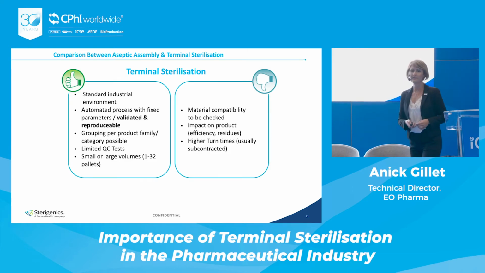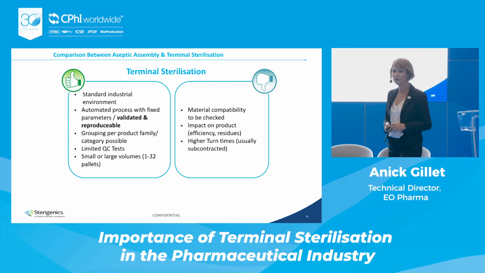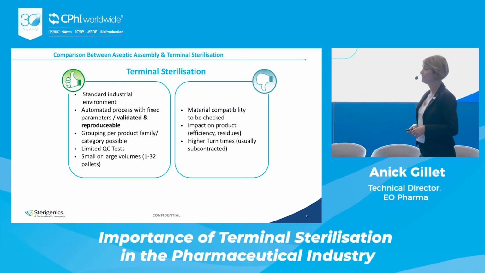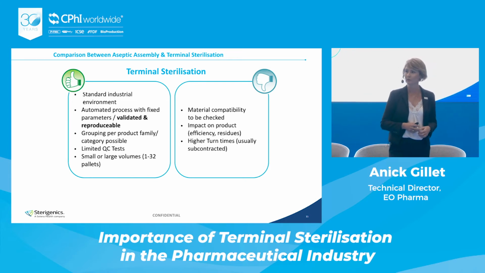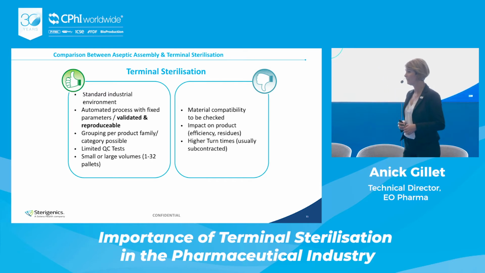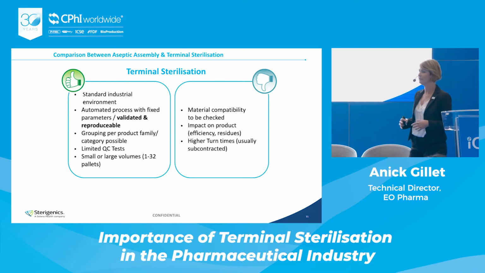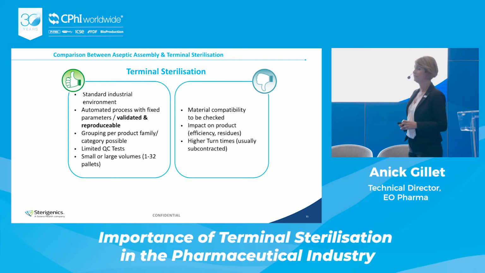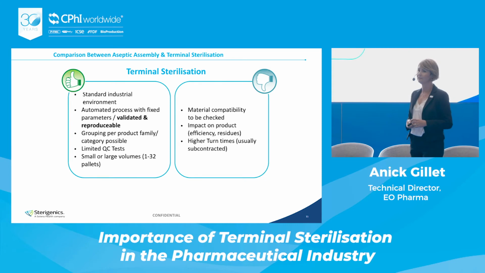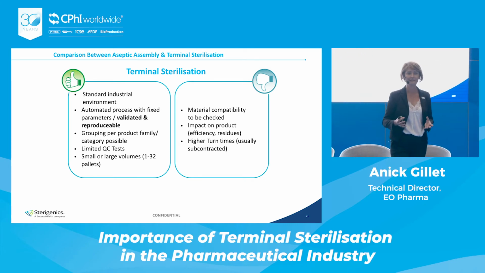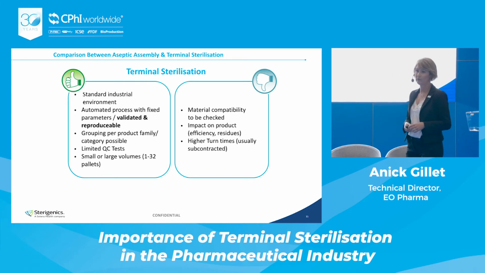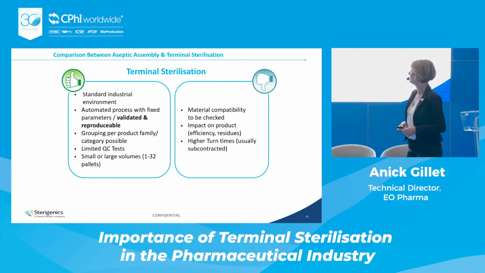What are the advantages and disadvantages of that method? The list is not exhaustive, but it's just to give you an idea and a comparison of the two. Terminal sterilization is done in a standard industrial environment. For those of you who are working in a clean zone, that's nothing to compare. It's like a normal facility where you do not need all the additional controls required in a clean room environment. It's also a fully automated process, so your parameters are fixed and validated, and you can reproduce it with your equipment. So that's really validated and reproducible.